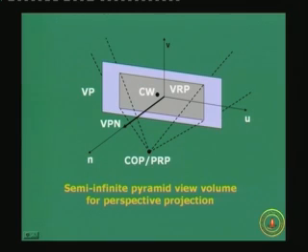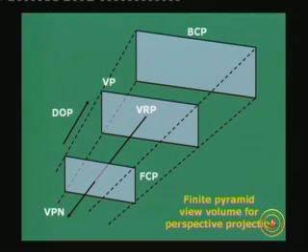You can visualize a pyramid with a rectangular base, and you can keep drawing the view plane away from the COP, and the volume which you get is the pyramidal volume, which is semi-infinite because it is infinite only in one direction. This is how you define the pyramid view volume for perspective projection. Although it is semi-infinite, to make matters easy for the graphics designer, we make the semi-infinite pyramid a finite pyramid view volume for perspective projection.